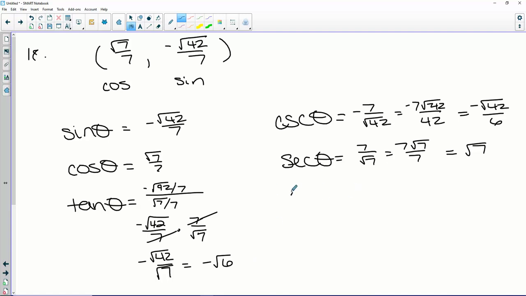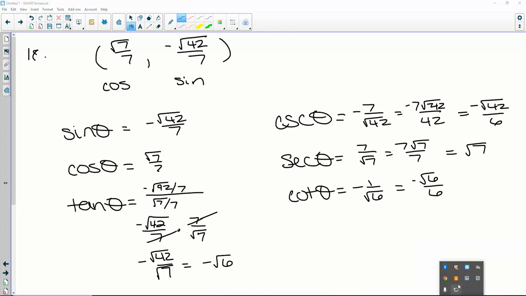So then cotangent is the reciprocal, so negative 1 over radical 6, and negative radical 6 over 6. Is that okay? Do you guys want to practice real quick?